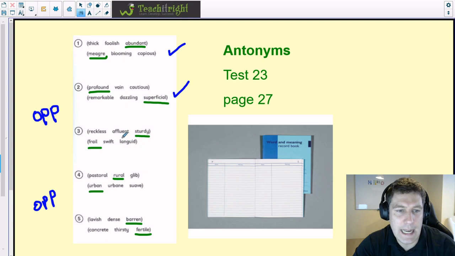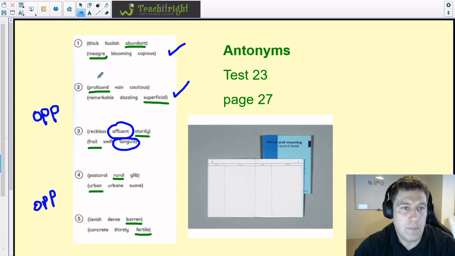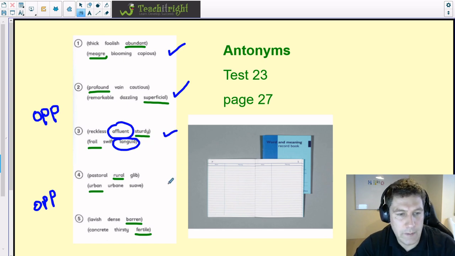Okay, languid. So again, this might be a word here, languid, maybe even affluent, that you want to put in your word and meaning book. Maybe even some of the answer words that you didn't know as well. But if you got it right, well done. Give it a tick. Number 4, we've got pastoral, rural, glib, urban, urbane and suave.